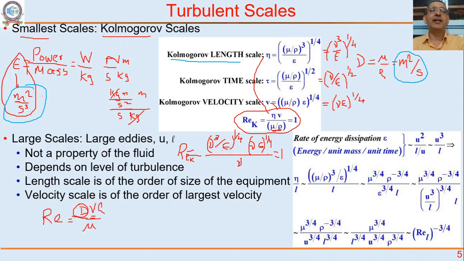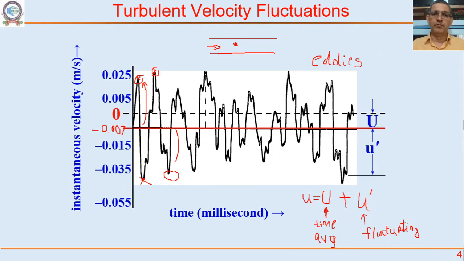Largest scales are the large eddies. They are of the order of the size of the equipment. For example, if it's a pipe flow, the largest eddy will be of the order of the pipe diameter. Velocity of the large eddy will be of the order of the velocity of the fluid. Those are the largest eddies which cause a lot of fluctuations. You see, these are big fluctuations, and there are small fluctuations as well. Small fluctuations, and there are big fluctuations. Like this whole thing is a big fluctuation.